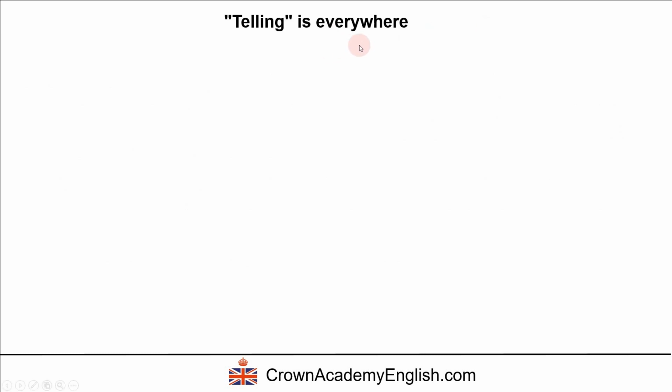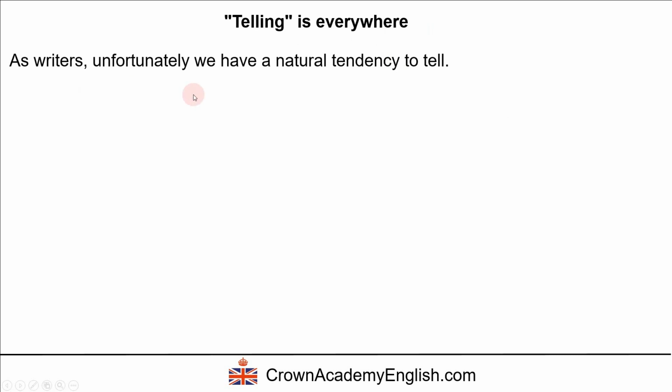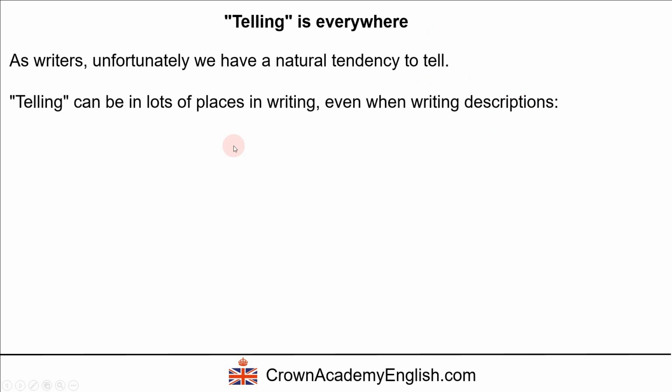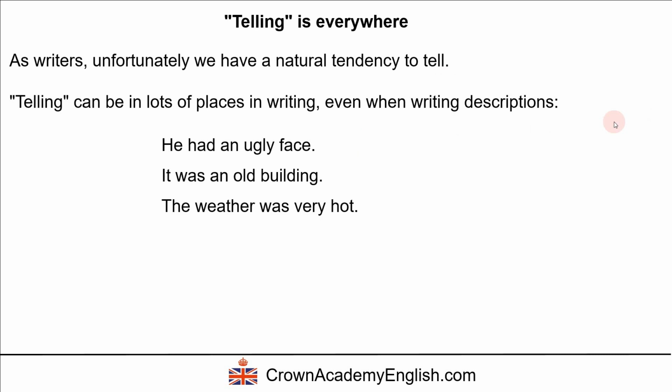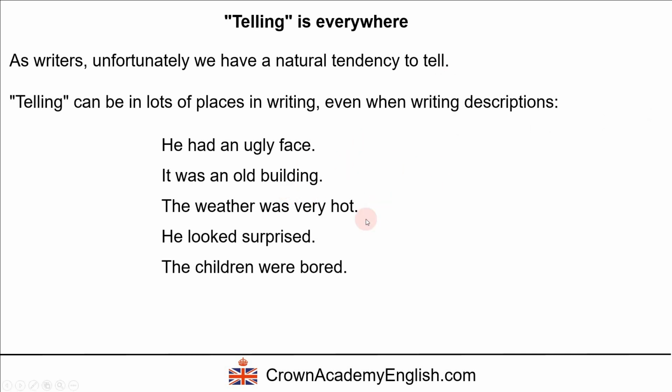Telling, unfortunately, is everywhere. As writers, unfortunately, we have a natural tendency to tell. Telling can be in lots of places in writing, even when writing descriptions. He had an ugly face. It was an old building. The weather was very hot. He looked surprised. The children were bored. So all of these are examples of telling. And sometimes as writers we do it without even realizing we're doing it.